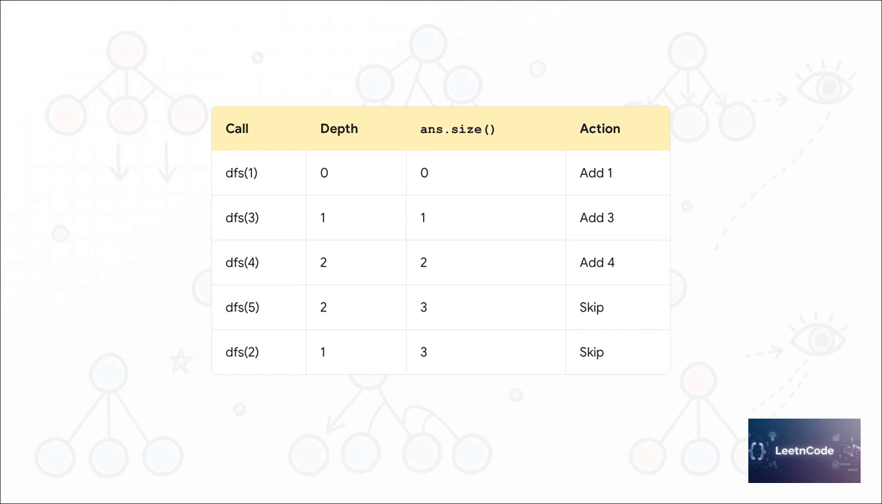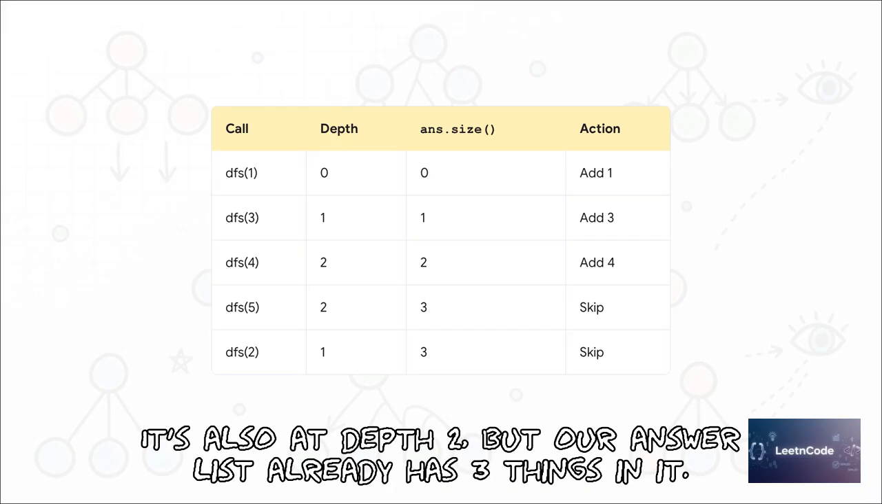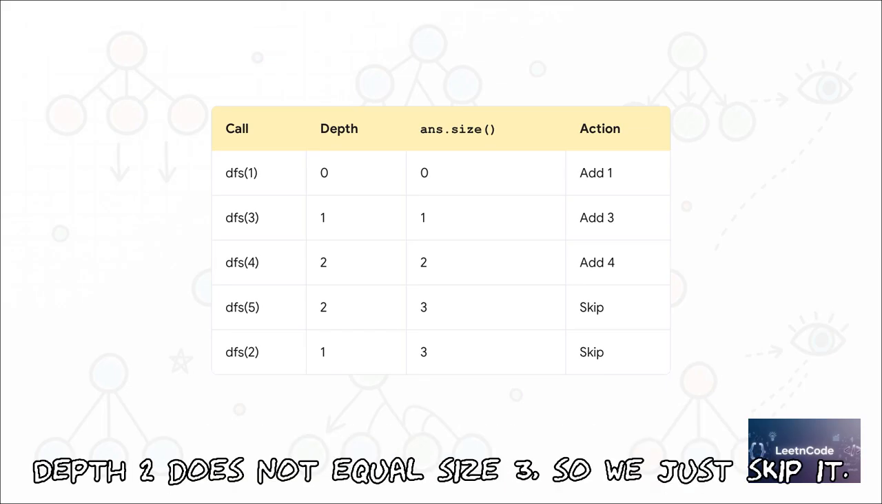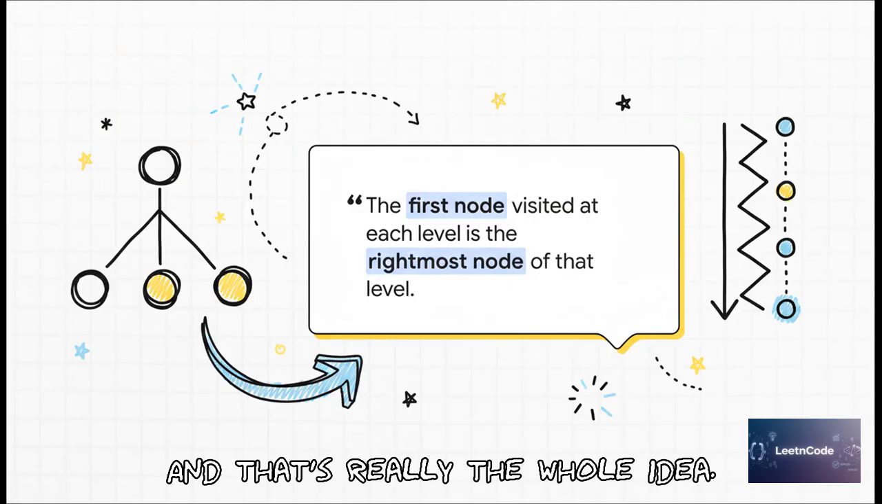Let's go right again. We're at node 4, depth 2. The size of our list is now 2. It's a match. We add 4. Now watch what happens when we backtrack and visit node 5. It's also at depth 2, but our answer list already has 3 things in it. Size is 3. Depth 2 does not equal size 3, so we just skip it. See? It works perfectly. And that's really the whole idea.